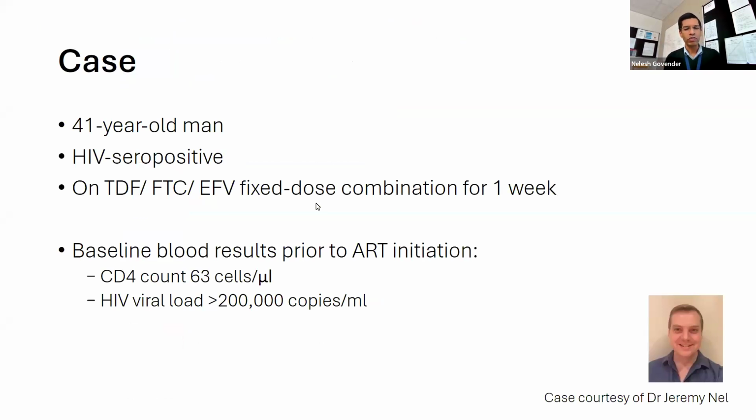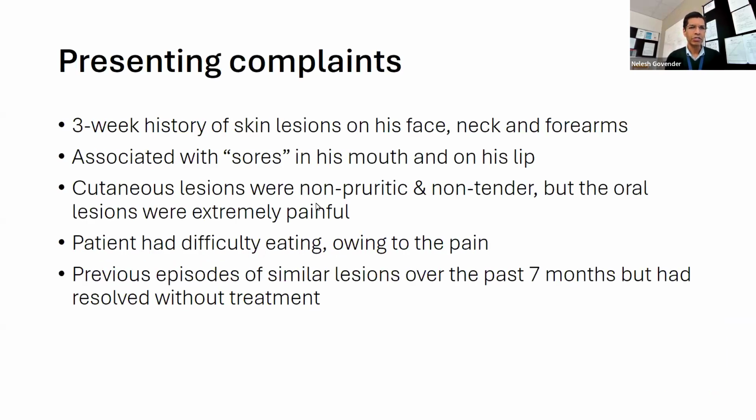I thought I would use one of Jeremy's cases as a sort of a framework for this discussion. So, a 41-year-old man with advanced HIV disease on fixed dose combination ART for a week before he presented to hospital. His baseline CD4 count was 63, and he had a very high viral load. He had a 3-week history of skin lesions on his face, neck, and forearms, and these were associated with sores in his mouth and on his lip.